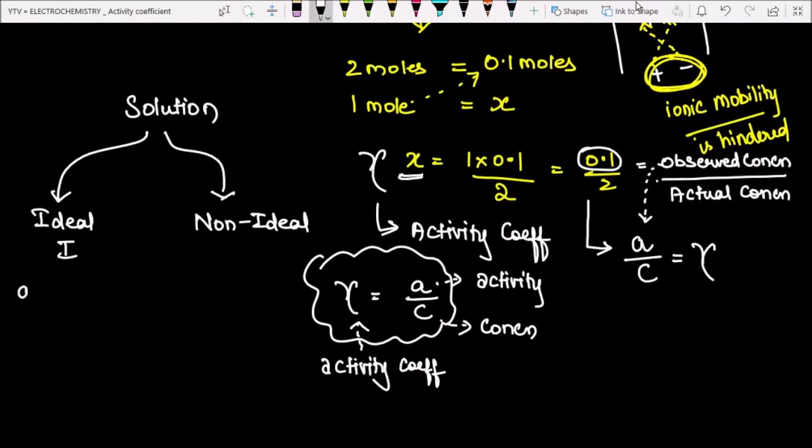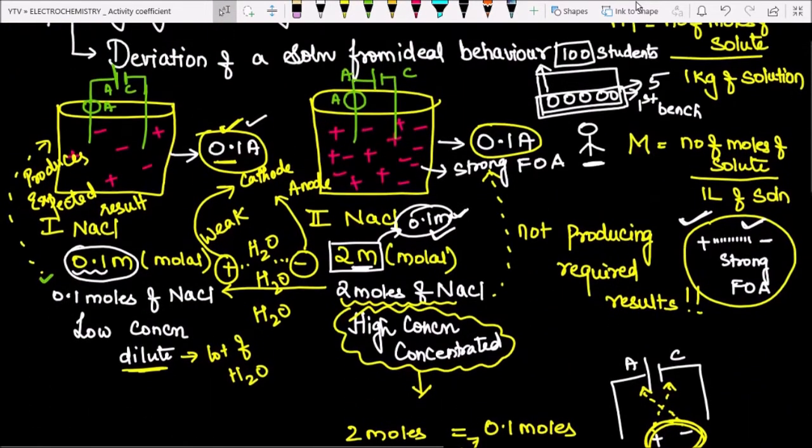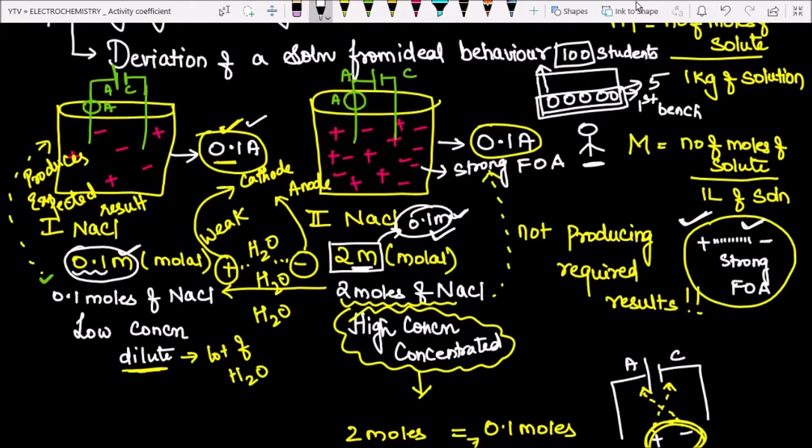In the first case, gamma is equal to A by C. Now this is the second case, non-ideal, where the activity is actually less than the concentration. Now just check, in the first case, activity and concentration are equal, A is equal to C. Why is A equal to C? Because whatever the concentration I took and whatever the activity I am observing is the same, because all ions are going to move. There is no strong force of attraction between the ions. So all ions are independent of each other and they are going to migrate and produce the current.